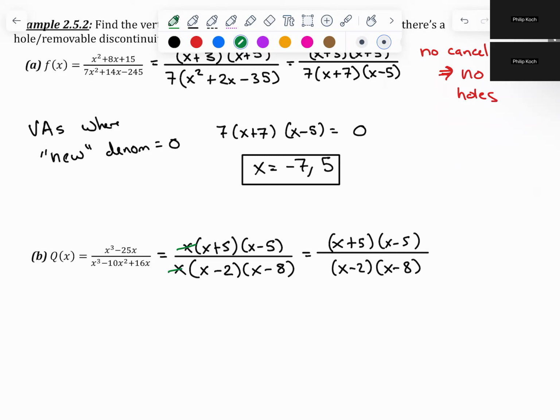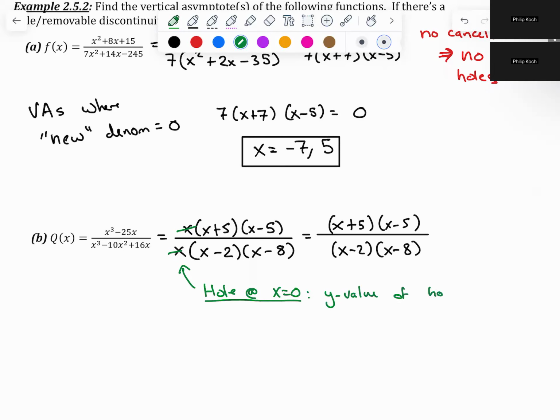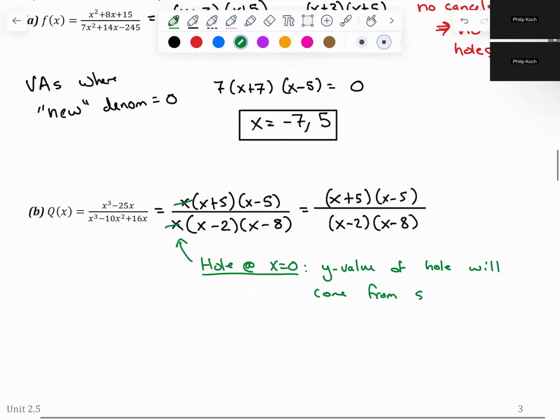Now, because x got completely canceled out, that means that the original version of the equation would get 0 over 0 once you plug in 0. If you plug in 0 into it, you get 0 over 0, which is indeterminate. There's no way to determine what it is, but we can get the idea of what it is by plugging it into the simplified expression. So I'm going to mention this. This is saying there's going to be a hole at x equals 0. The y value of the hole will come from the simplified version.